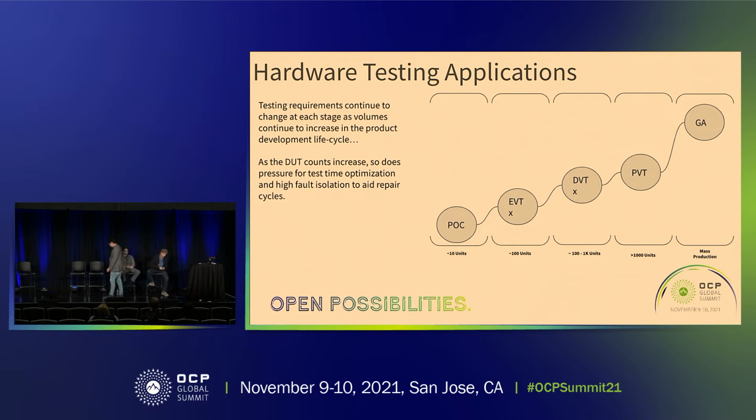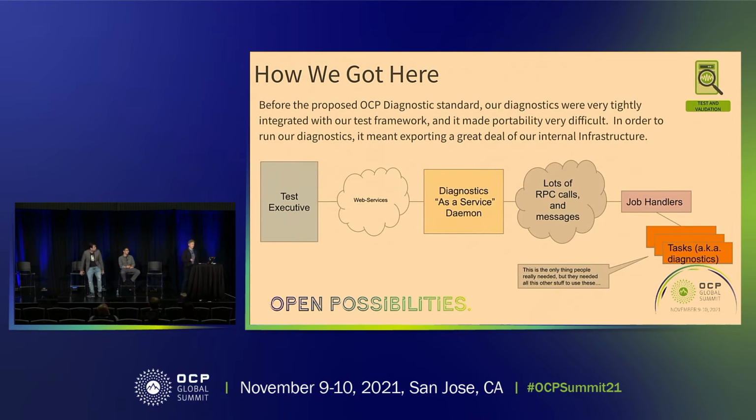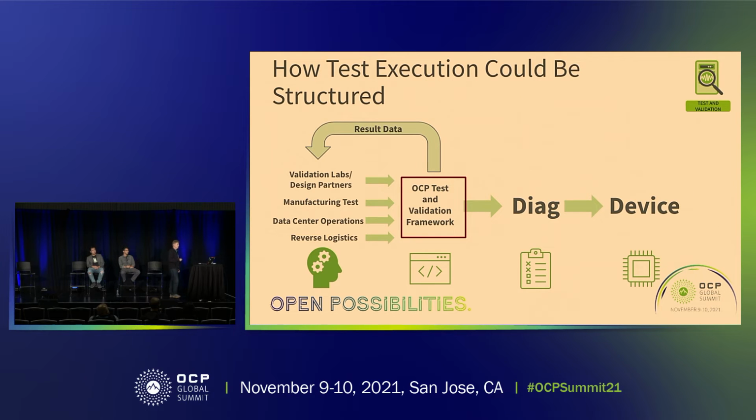Thank you, Paul. So I want to talk a little bit about how we got here. Previously, we had a solution to run diagnostics in our data center that actually worked quite well for us. The problem was when we tried to run it at other places. This is a scenario, sort of real-world for Google, where we had a test executive and a diagnostic-as-a-service daemon. Behind that, there were lots of RPC calls, messages, job handlers and tasks. But the only thing anybody really wanted out of this was the test. They didn't want the infrastructure. So what we tried to do was divorce the test from our infrastructure and reuse it everywhere.